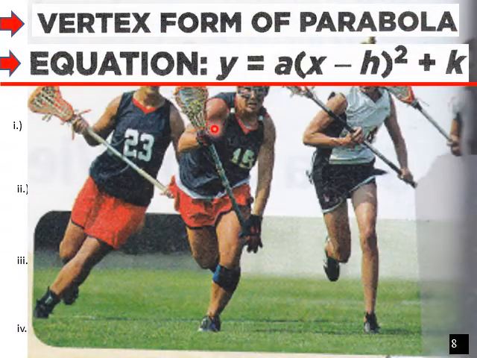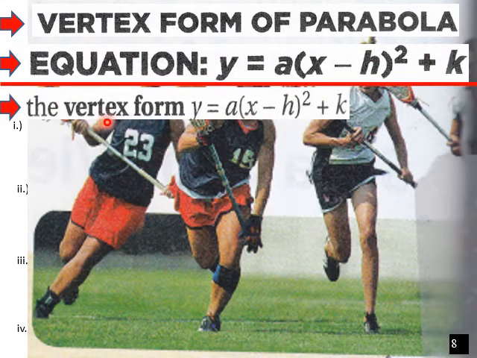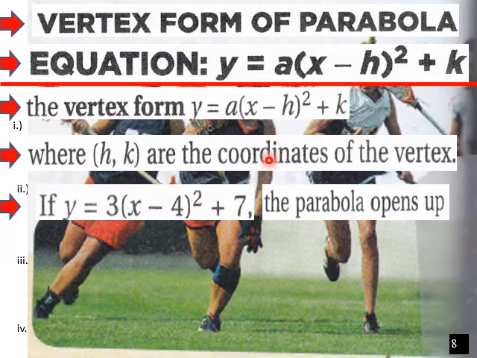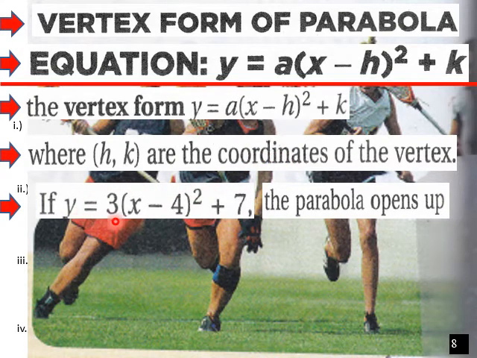Okay, so the vertex form of a parabola: y equals a times x minus h squared plus k. The vertex form, which equals this, where h and k are the coordinates of the vertex. So if y equals 3 times x minus 4 squared plus 7, the parabola opens up because this is positive here.